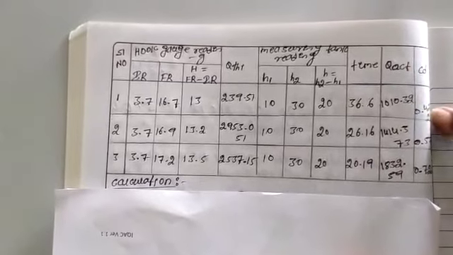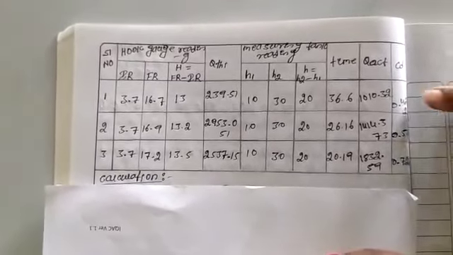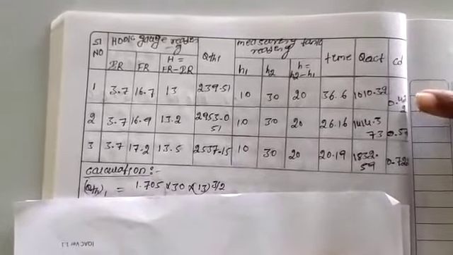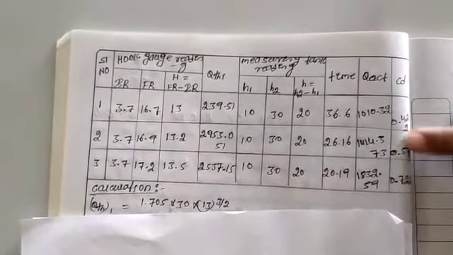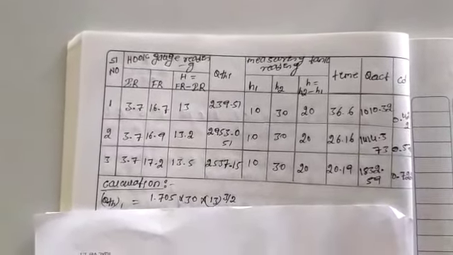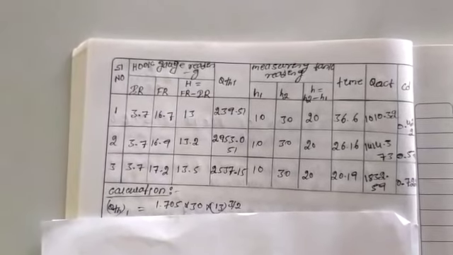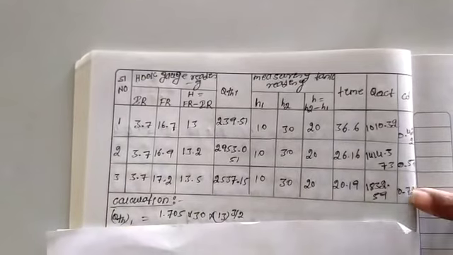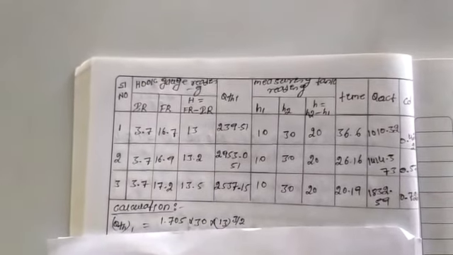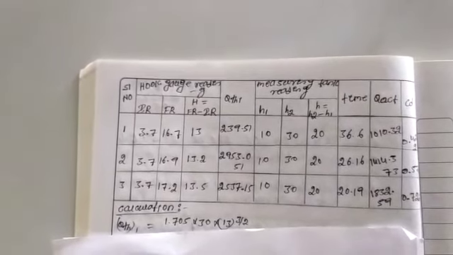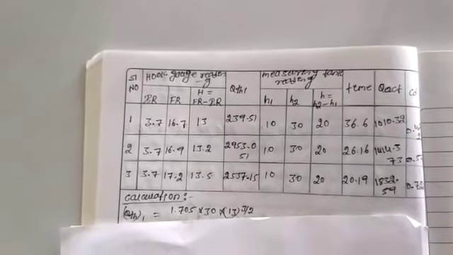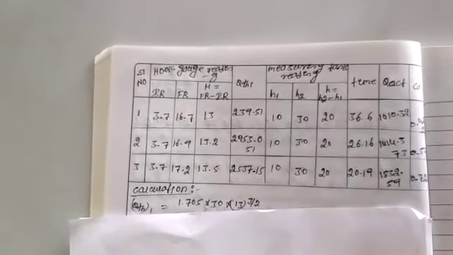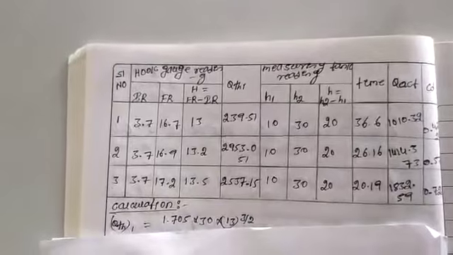By using the formula Q actual divided by Q theoretical, you will get the CD value. By taking the average value of CD1, CD2 and CD3, you will get the final coefficient of discharge. When you consider the standard value for the weir, it should range from 0.6 to 0.75.